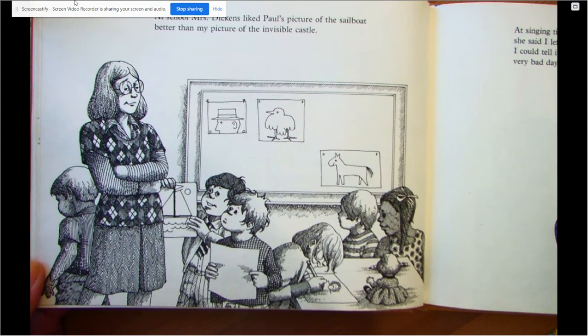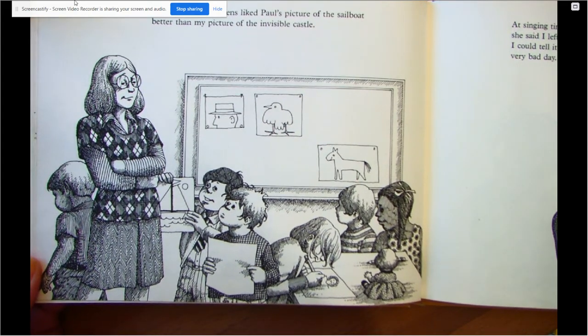Do you notice things in your classroom that might look like that?